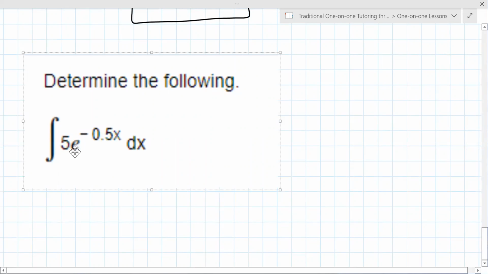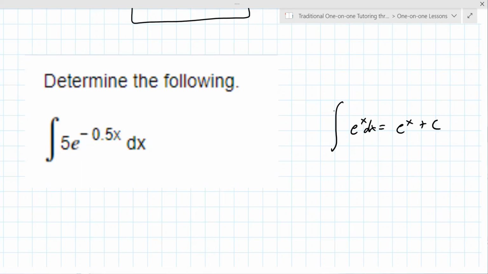Notice there's an e. It's no longer like x to the 5 or x to the -1/2. It's e. So you need a new integral rule. Well, the integral of e to the x is e to the x. It's the only one that is itself. And you remember the derivative of e to the x is itself. But the problem is it's not just x. There's this minus 0.5x here.